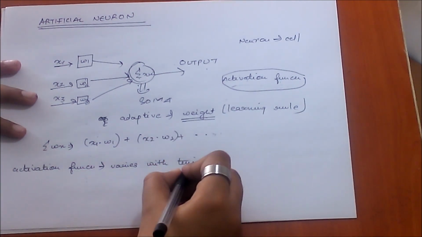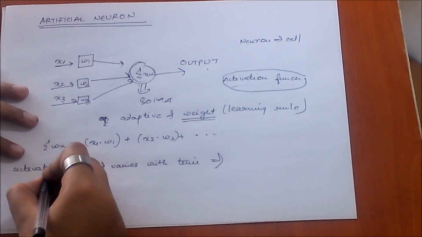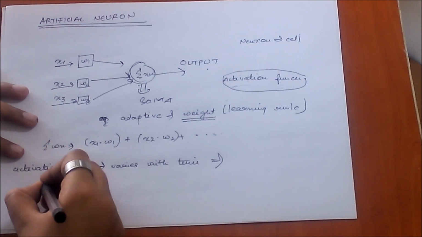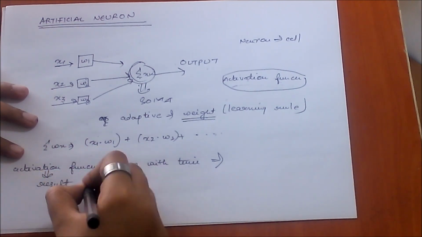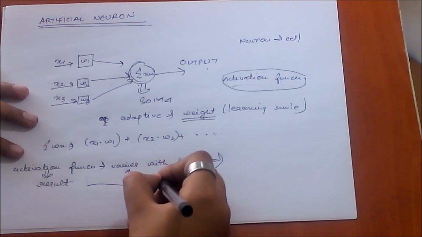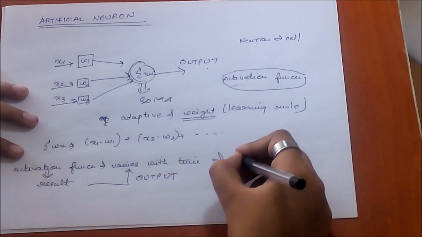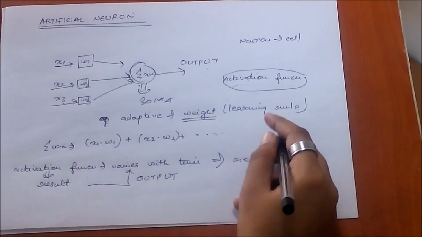The activation function varies with time. That is, when the activation function is applied to the result, the output is varied with time. This is a requirement. Alright.